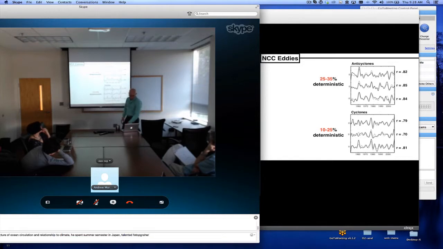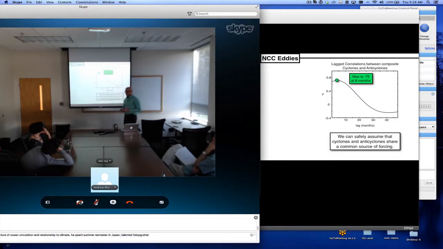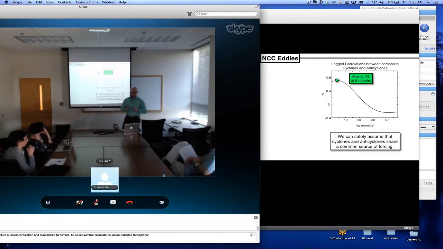So our next question, of course, is are anticyclones and cyclones forced similarly? We made a big deal about separating them into different polarities, but is that really important? If we correlate a composite cyclone count and a composite anticyclone count, we find that they're very well correlated at 0.75, with anticyclones lagging behind around 8 points. Since that represents pretty much all of the deterministic variance in these time series, we can say that they probably share a common source of forcing. There's probably one single physical mechanism, or one set of them, that forces both of them on interannual timescales.